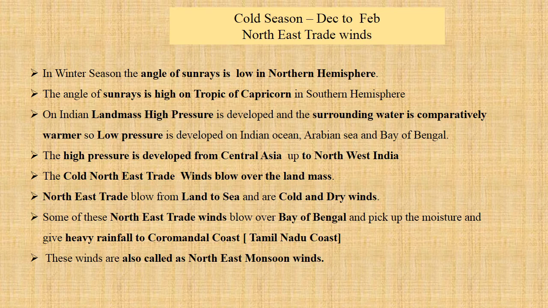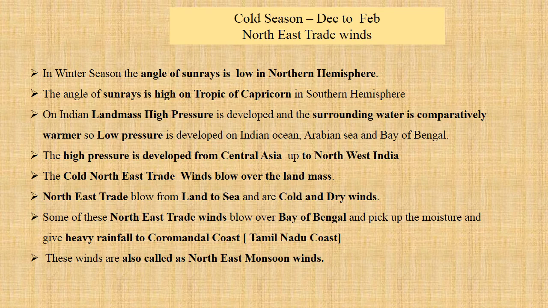The cold northeast trade winds start blowing over the landmass of India. As I told you, these cold northeast trade winds come from the Arctic Circle and Central Asia. They blow from land to sea, that means they are offshore, and are cold and dry winds. Some of these northeast trade winds blow over the Bay of Bengal and are able to pick up moisture and give heavy rainfall to the Coromandel coast of Tamil Nadu. So this is all about the northeast monsoon winds which come in the cold season, that is winter season.